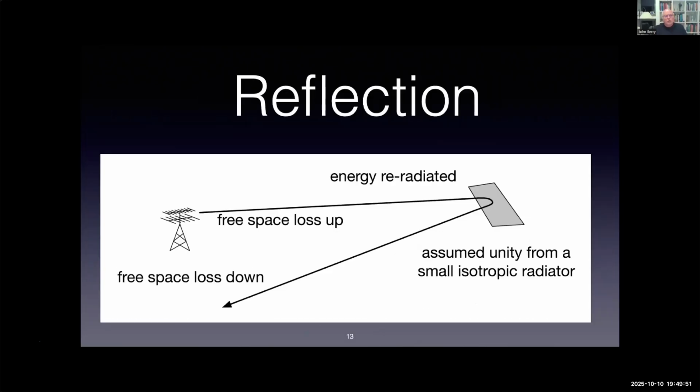We need to understand a little bit here about what reflection is.